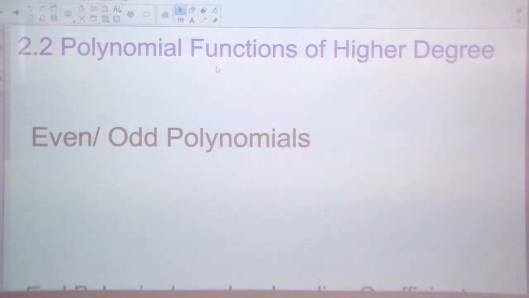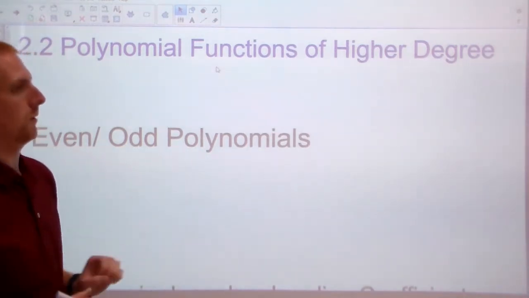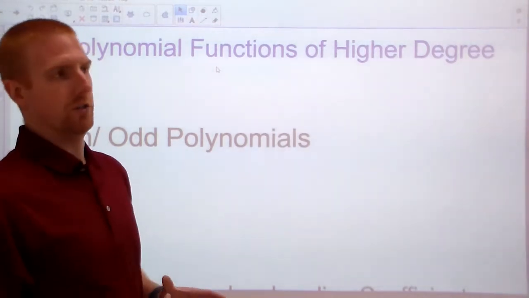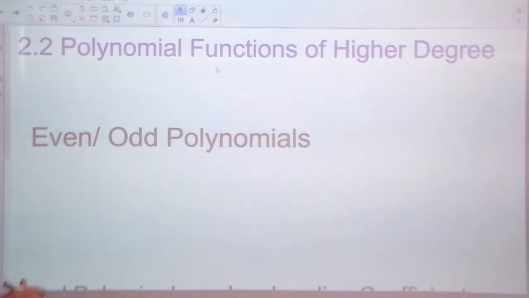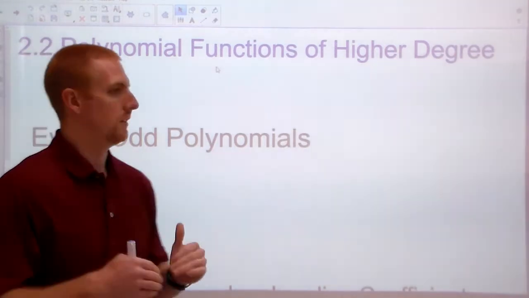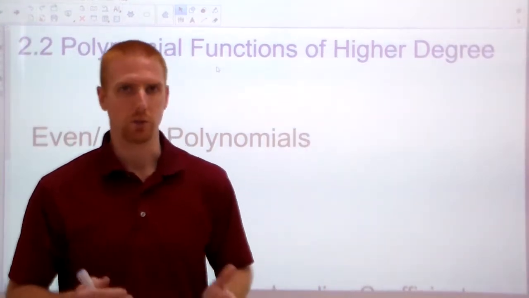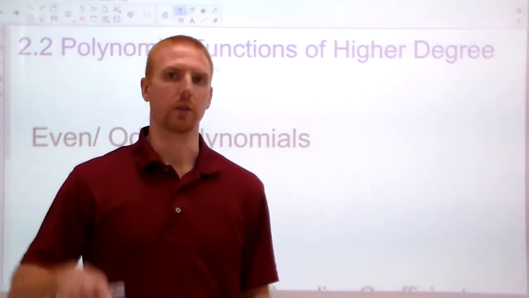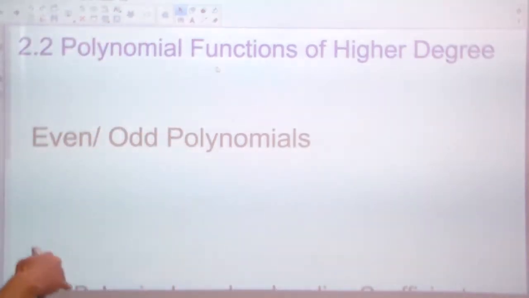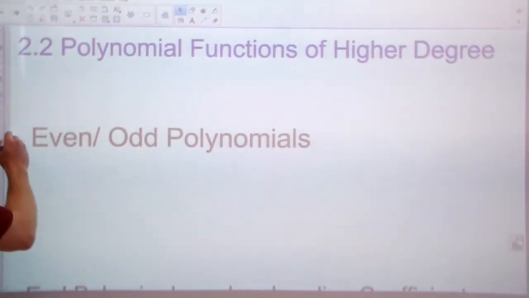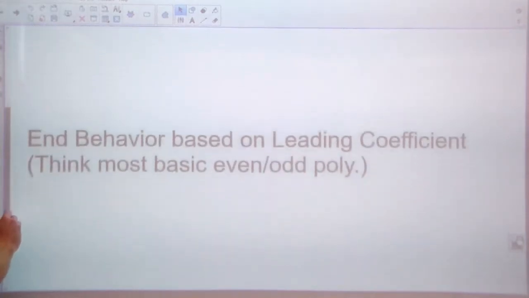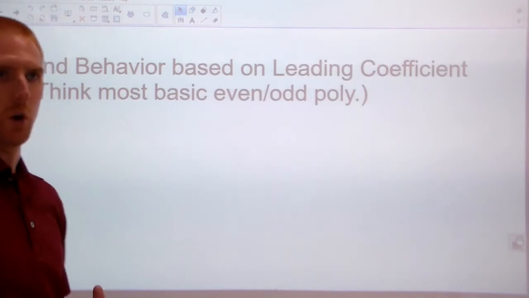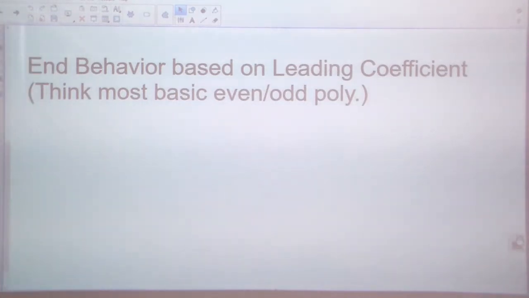So first thing is even or odd polynomials. So back earlier in the year we talked about even and odd functions, and I said don't get that confused with even and odd polynomials. So this is the deal that talks about end behavior. That's really what even and odd polynomials is all about. Do both ends point up, do both ends point down, or are they doing a disco dance like that? It's all about the end behavior, and it's based on the leading coefficient. That's really all you've got to think about.